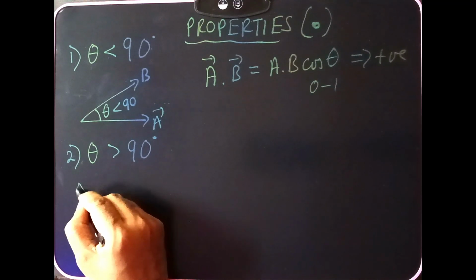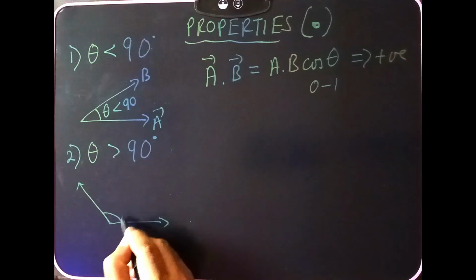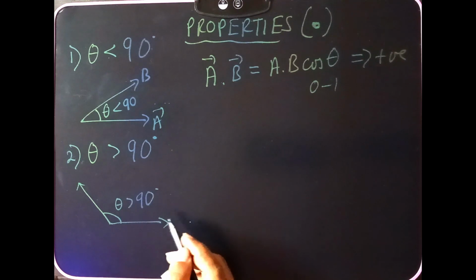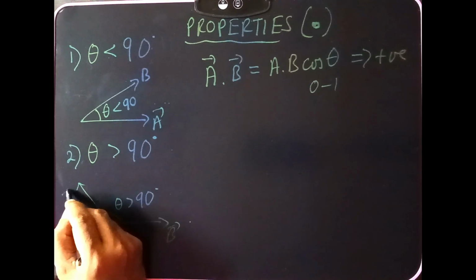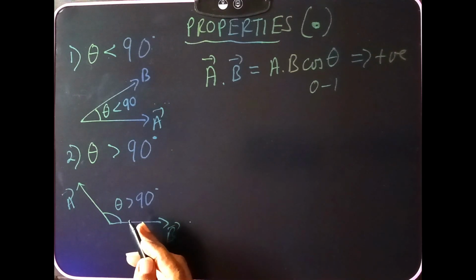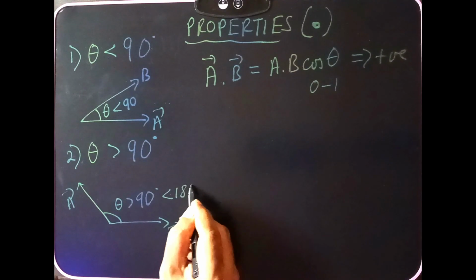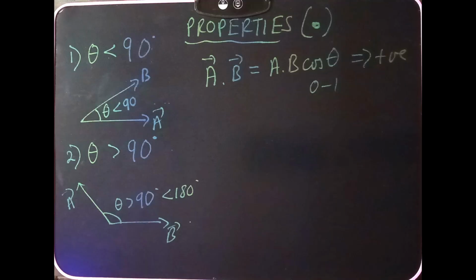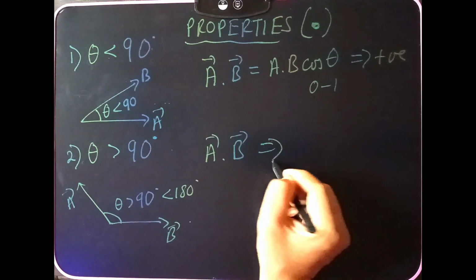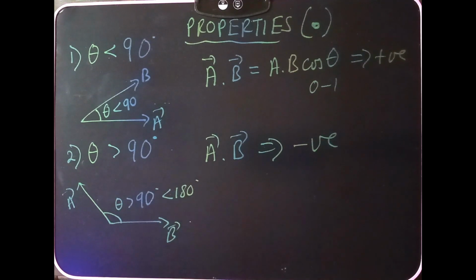So here what happens, it becomes an obtuse angle. This is theta greater than 90 degrees. This will be B this time, this will be A. You could consider anything. So here theta is greater than 90 degrees but less than 180 degrees. So what will happen to the dot product here? Between 90 to 180, we know that cos will be turning negative. So A dot B will be a negative value when theta is greater than 90.